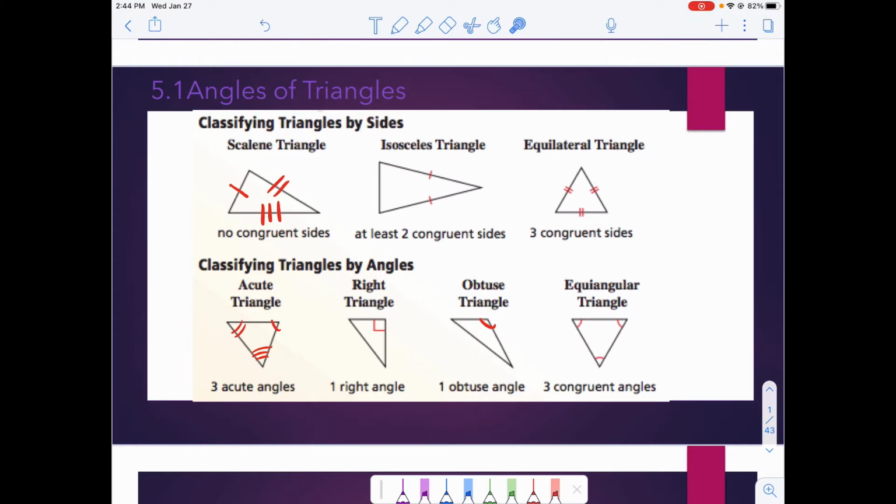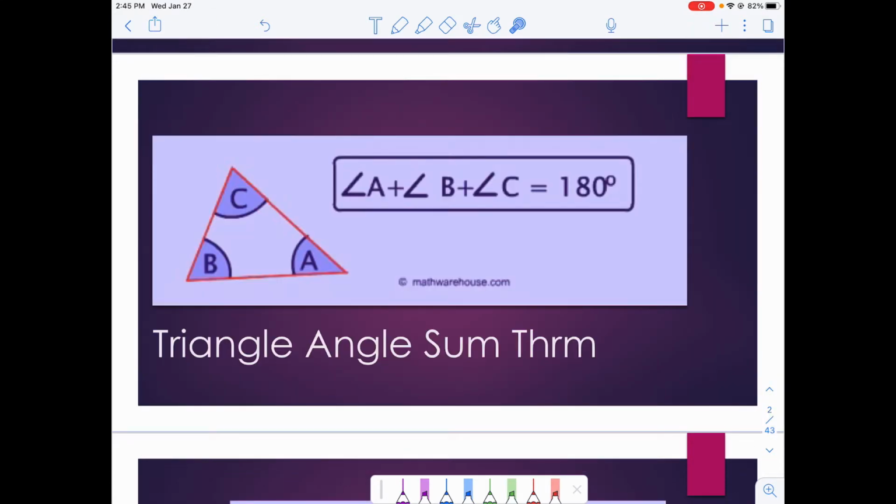This new theorem is called the triangle angle sum theorem. This theorem is telling us that angle A plus angle B plus angle C is equal to 180. Again, angle A plus angle B plus angle C is equal to 180. This is not the first time that we see 180. This is definitely the second time. So let's think back to where we saw that 180 pop up for the very first time.